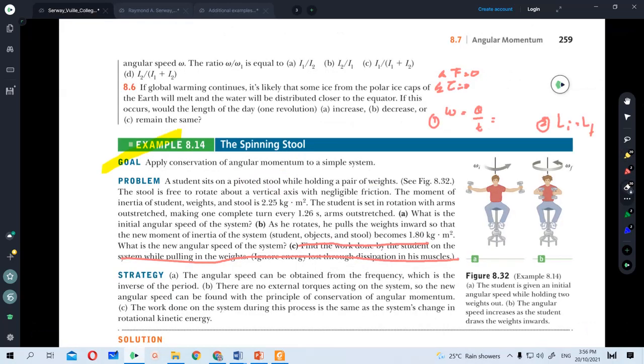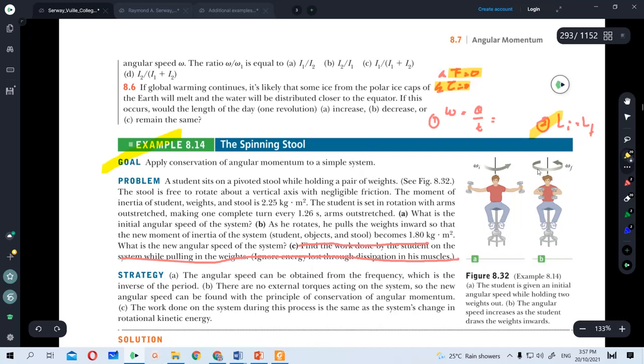We are going to start our discussion with example 8.14, the spinning stool. In this example, you will observe the usage of conservation of angular momentum and the effect when there is no force and no net torque. Net torque is 0, net force is 0 as well, and therefore there is no angular acceleration. So omega, the angular speed, would be totally dependent on how much angle is covered within the time frame given. Let's have a look at the question.